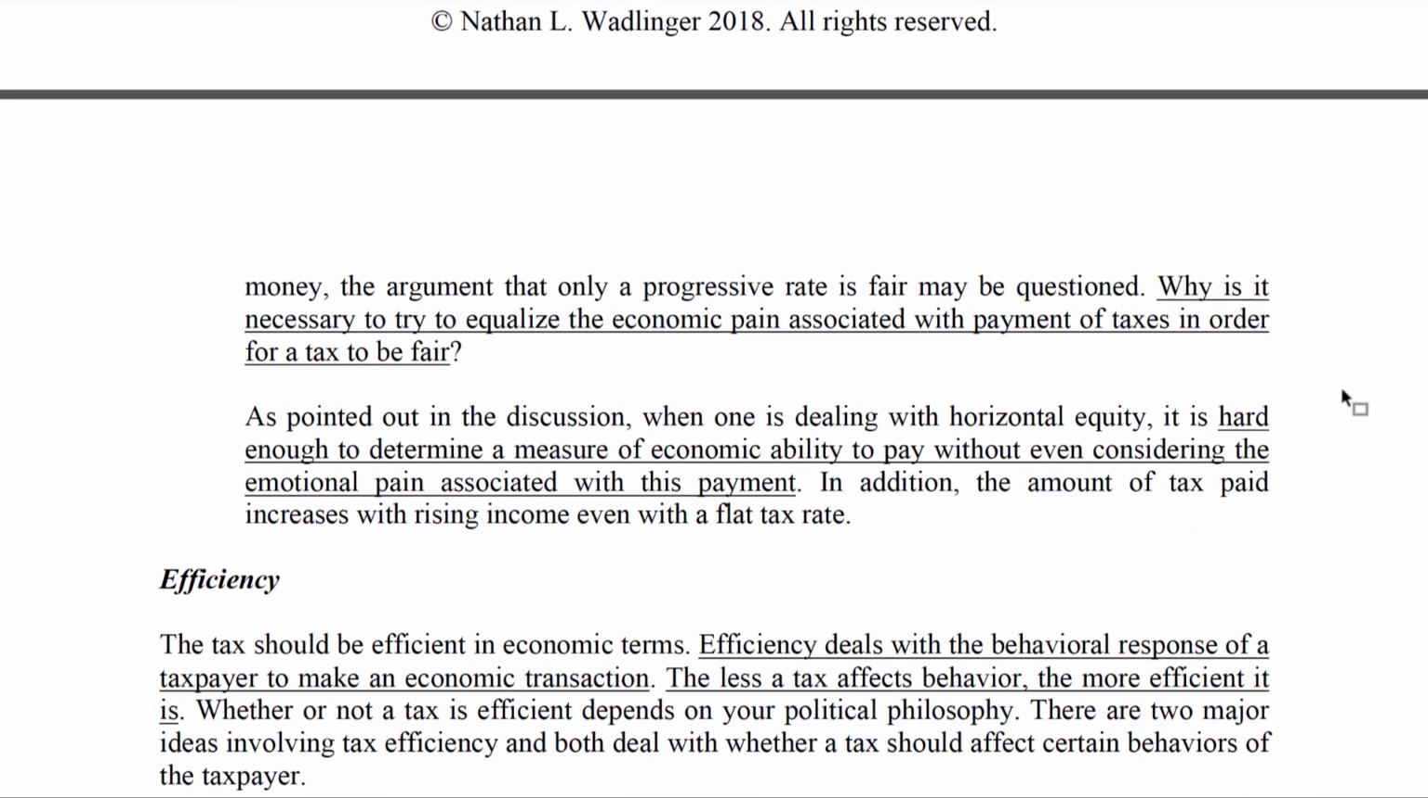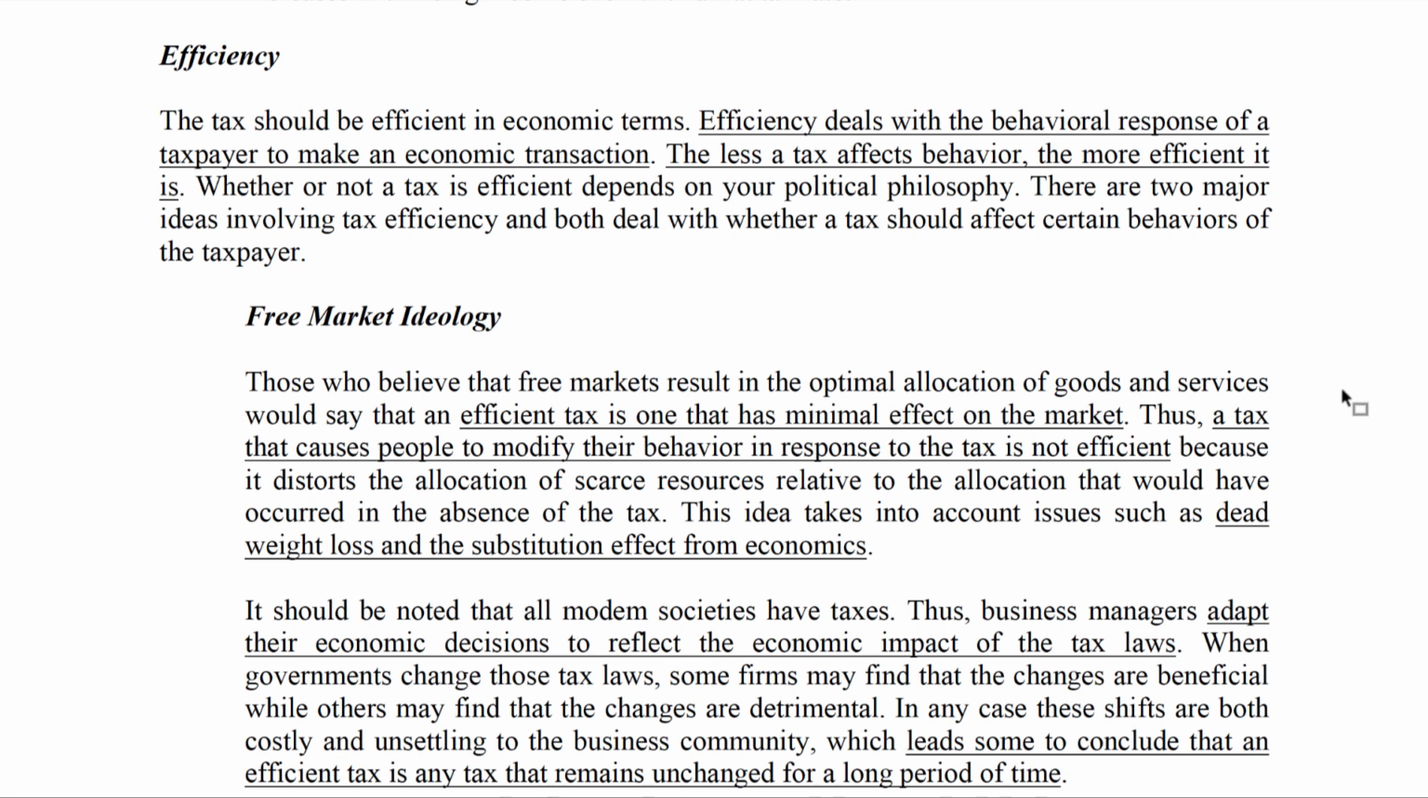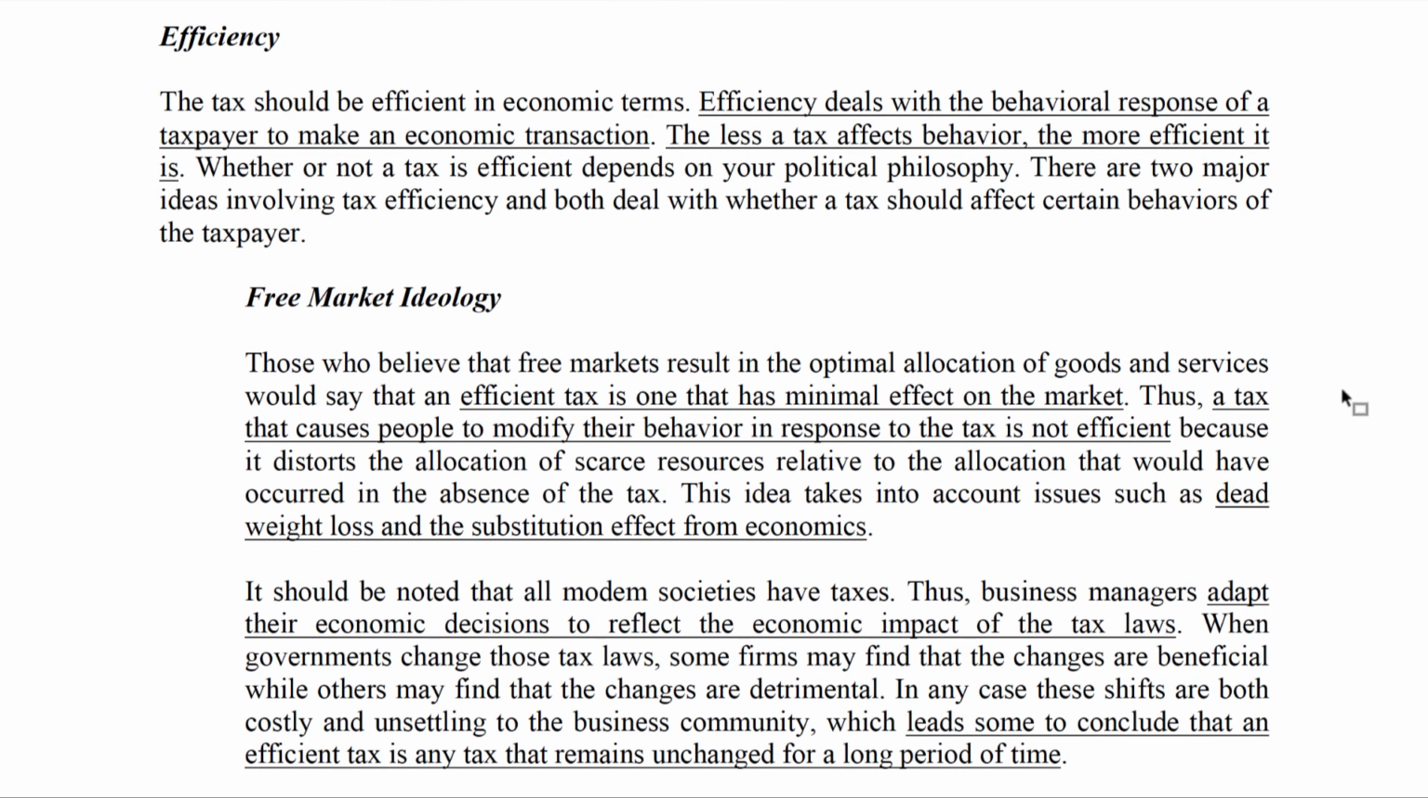So the next and last element is efficiency. We're focusing on the economics of the transaction. And the idea here is that an efficient tax is one that does not influence a taxpayer's decision or decisions. Now, as we know, stressed many times throughout this video, the main goal of taxes is to raise revenue for governments. But another goal might be social policy, which I'm going to mention in a moment. So we actually might want to encourage certain behavior. But generally speaking, economists, especially when you're looking at free market ideology, taxes should not affect behavior.